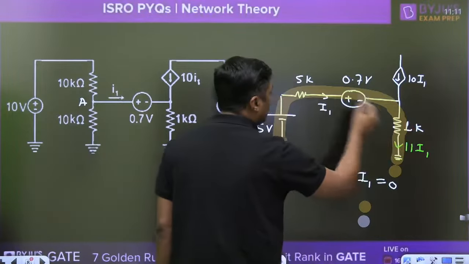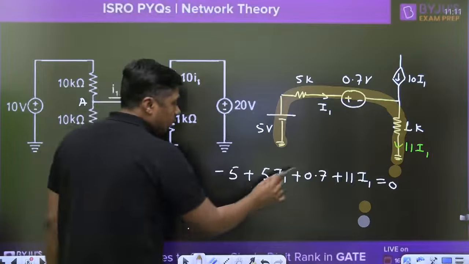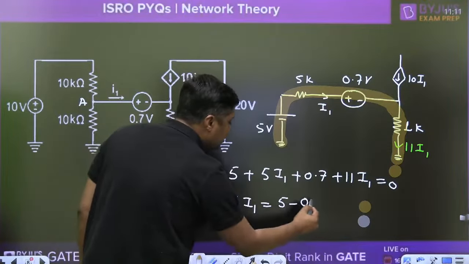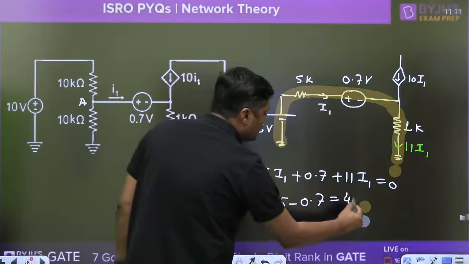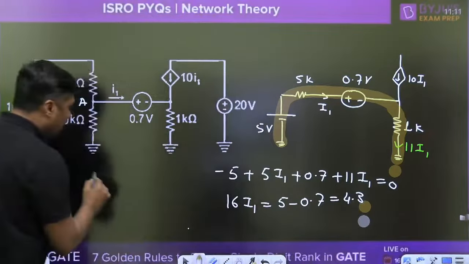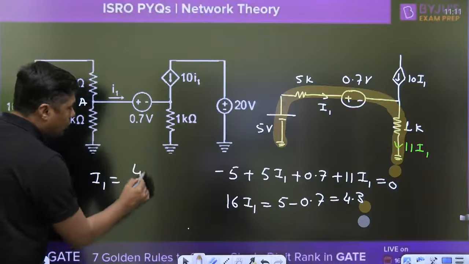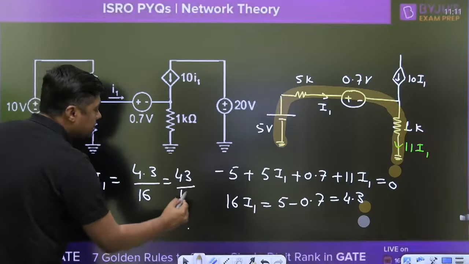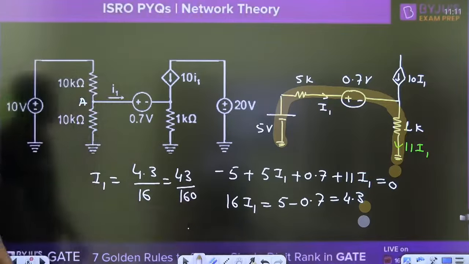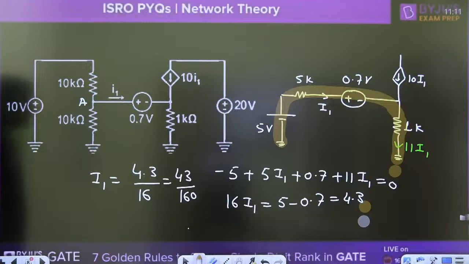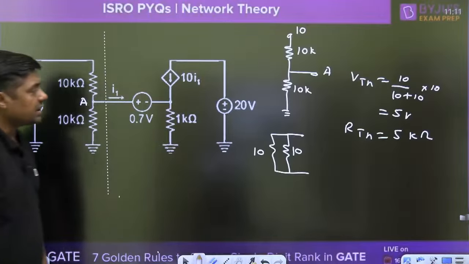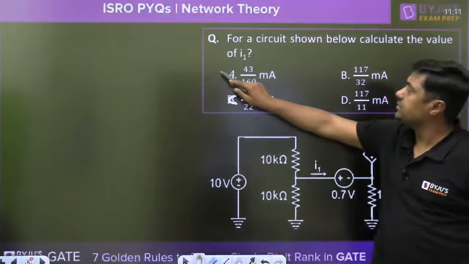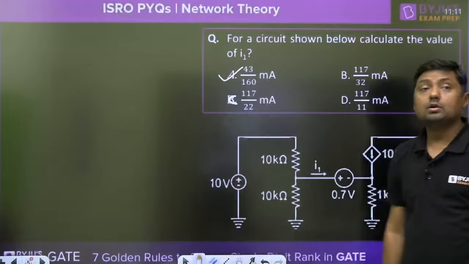11 times of I1 into 1 and 5 times of I1. So 11 plus 5, 16 times of I1 is equal to 5 minus 0.7. That is nothing but 4.3. Now you can write I1 is equal to 4.3 divided by 16, or 43 divided by 160 milliampere. Which answer is correct? 43 divided by 160 milliampere. A is the correct answer for this question.